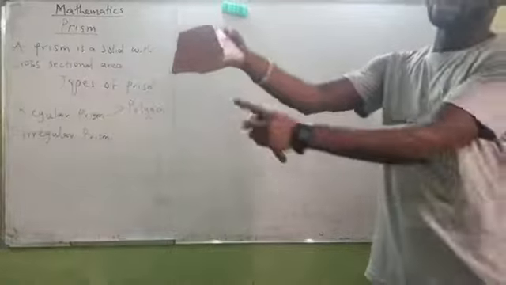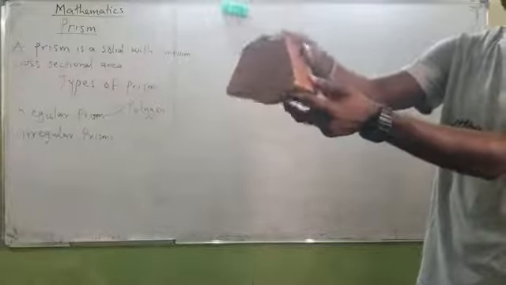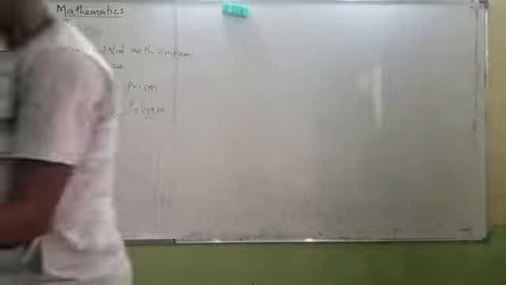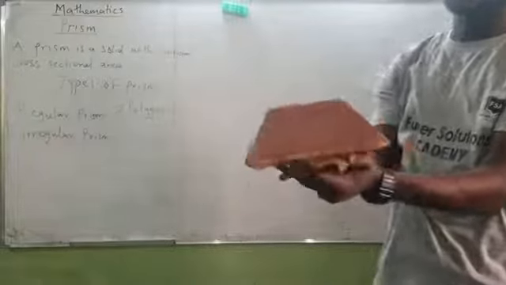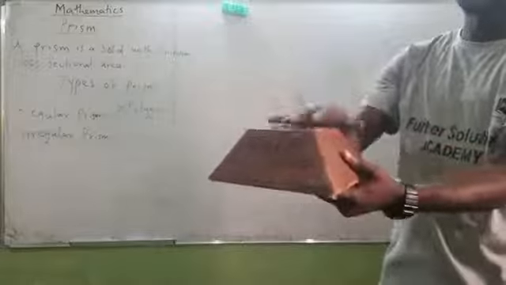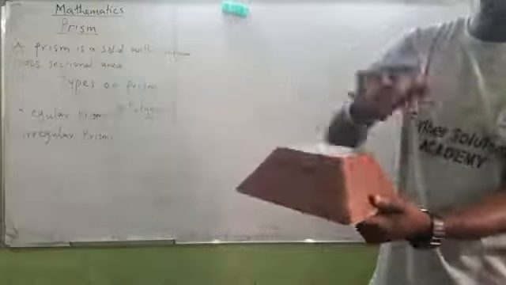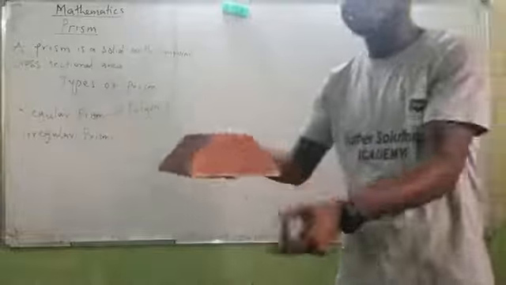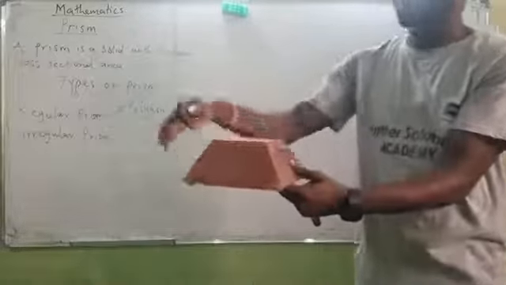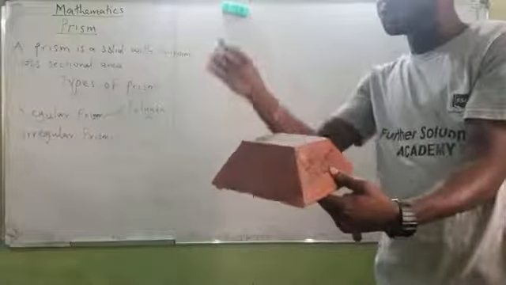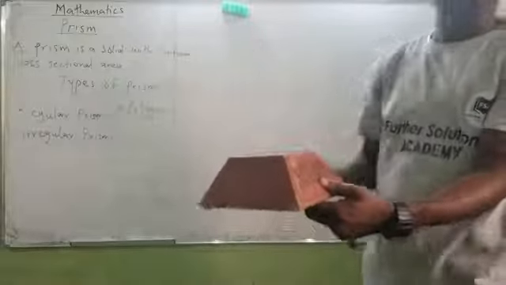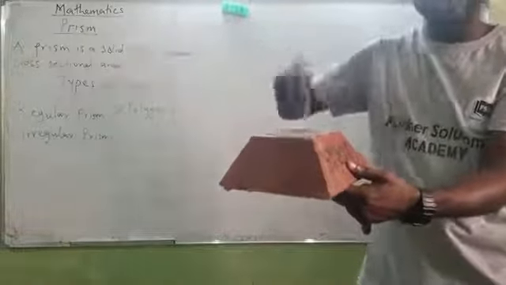Now, can you see that this is a rectangular prism? And I also have what is called a square prism. This is a square prism. Can you see this is also a square? These are trapeziums, but since it's a square prism, the trapeziums are equal. It means this trapezium is equal to this trapezium, is equal to this one. They are all equal. But this is a square, and this is a square.